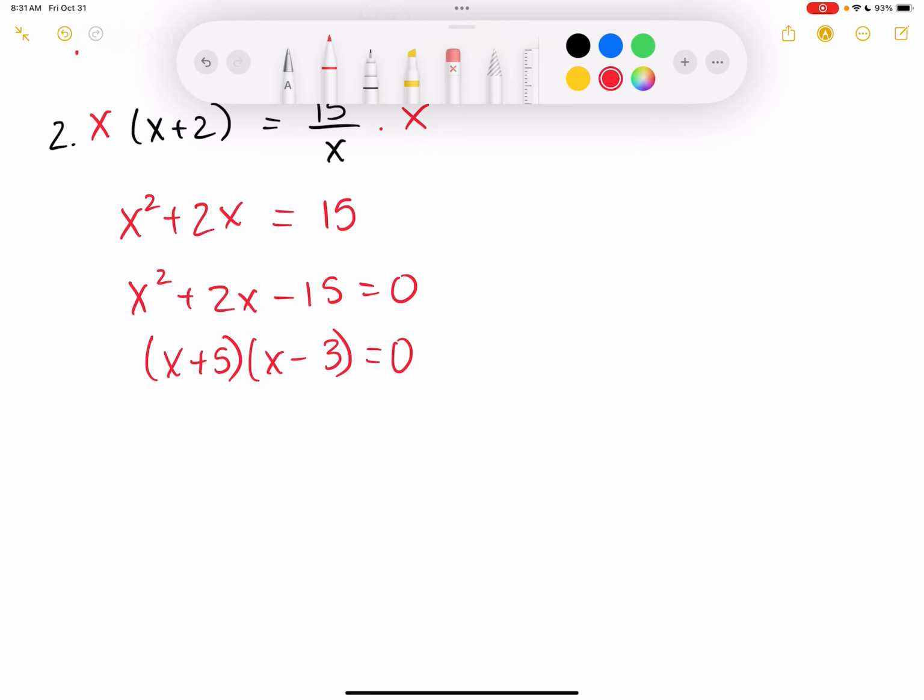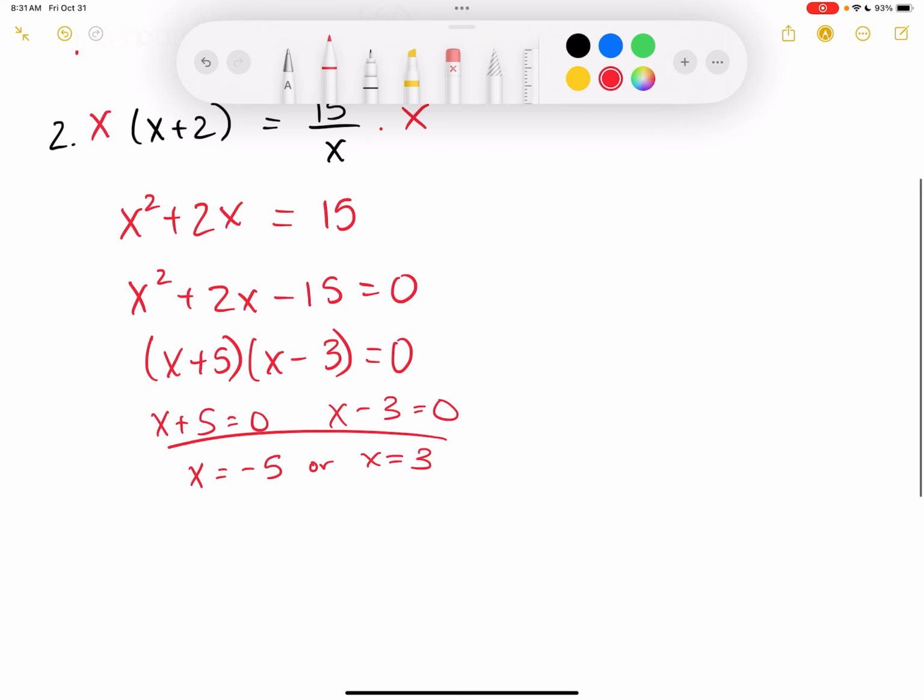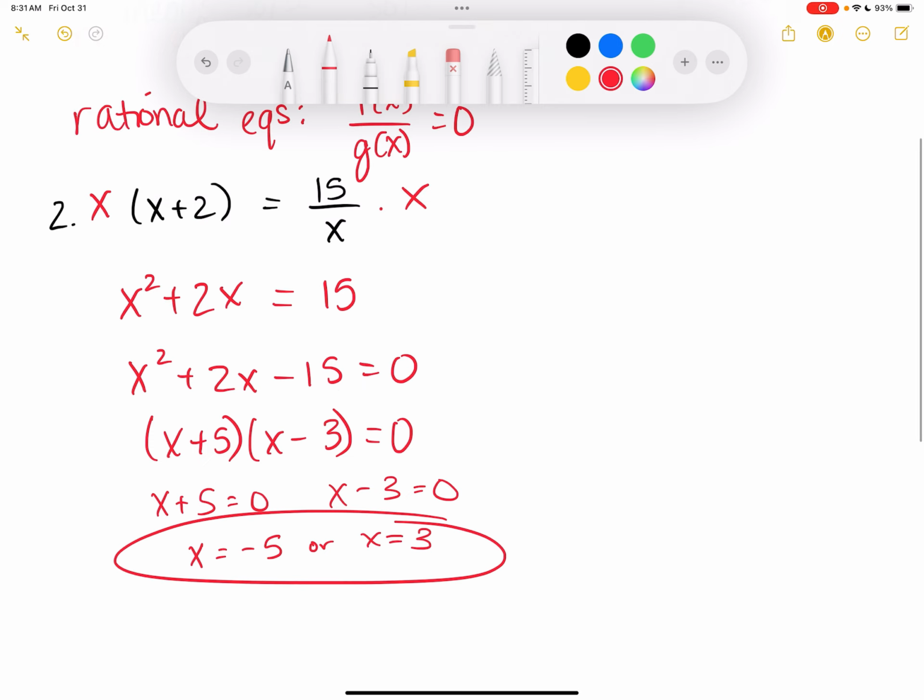Set each piece equal to 0, so I've got x plus 5 equals 0, x minus 3 equals 0, so x equals negative 5, or x equals 3. So those are my two answers, but I need to check and make sure. There's not going to be any issues here because obviously the denominator isn't going to be 0, but I still need to check them.